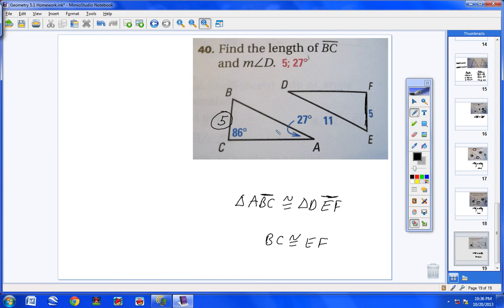Okay? Now we're also asked to find the measure of angle D. And here's D right here. Notice it's the first letter in the triangle DEF. So I come over here and I notice A is the first letter. So I know that angle A is congruent to angle D. Well, here's angle A right here. Notice it's 27 degrees. So angle D would also be 27 degrees.